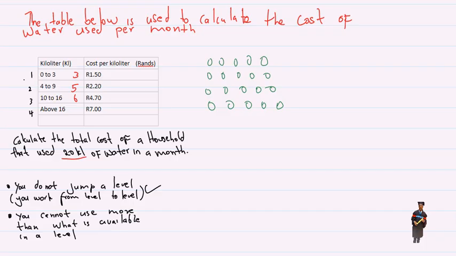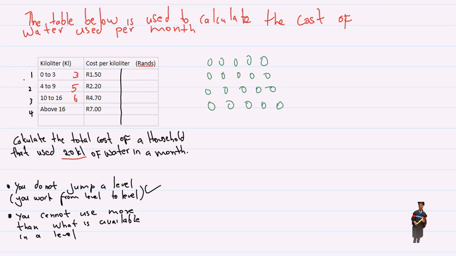All right, and then we are going to start with level 1. Let's see. In level 1, we have 3 kiloliters which are available. So out of these 20, how many kiloliters are we going to spend in level 1? How many kiloliters are we going to use in level 1? You can see that level 1 is the cheapest.